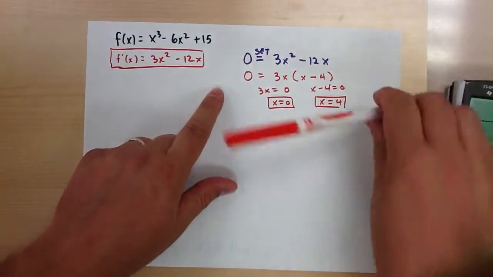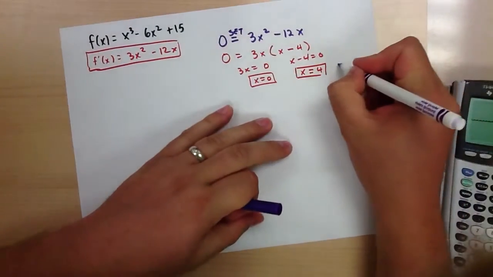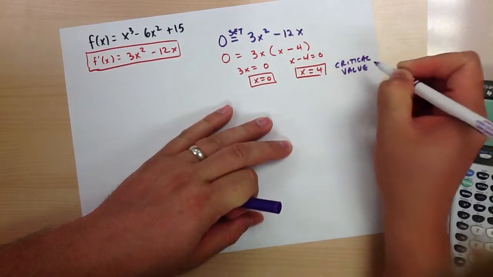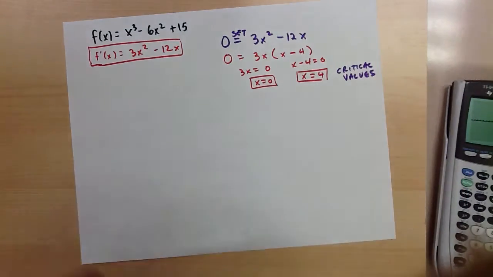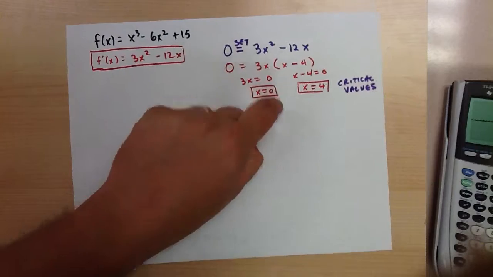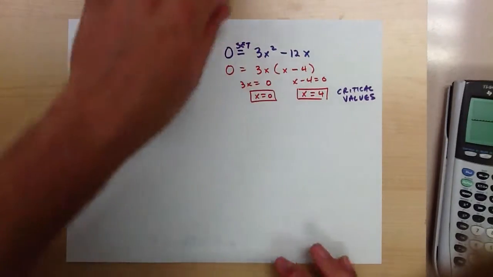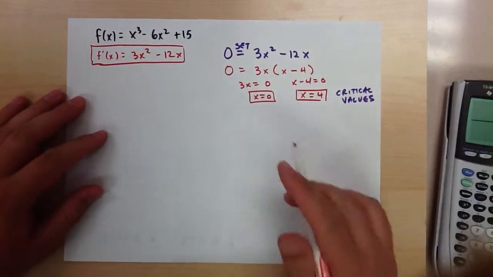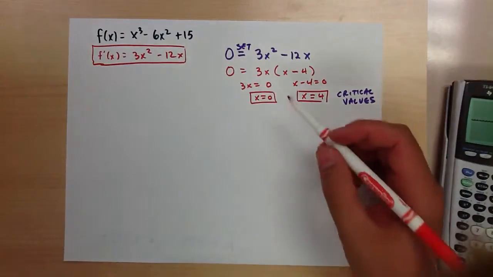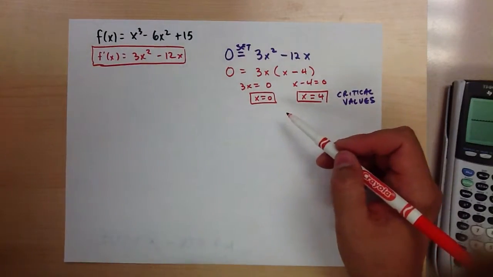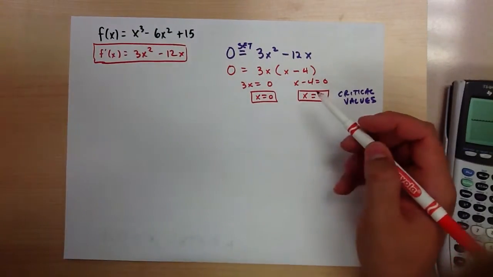Now, what these are, once again, are critical values. Critical values occur where there are discontinuities, got to pay attention to those. Where the function is not differentiable, got to pay attention to those. And right here at the critical value, or when the derivative equals 0, which is normally what we're looking at. So what does that mean? Is x equals 0 a maximum value? Is it a minimum value? Is it nothing? What's happening? And so we need to do the first derivative test.